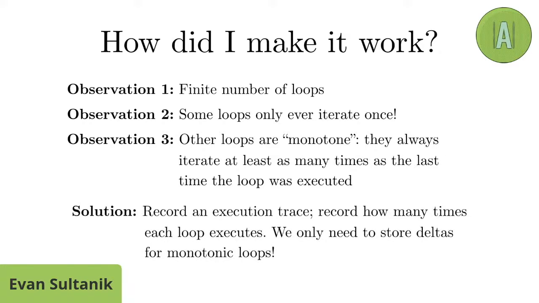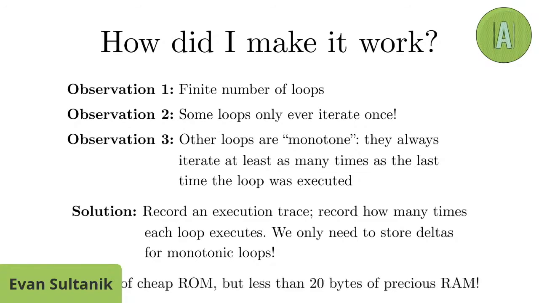outside in a Python script, record an execution trace of this Brainfuck quine and record how many times each loop executes. Then we can record which loops execute a constant number of times, which loops are monotone, and then for the monotone loops, we only need to store deltas, right? So a delta in terms of how many more times the loop will execute given the last number of times it executed.